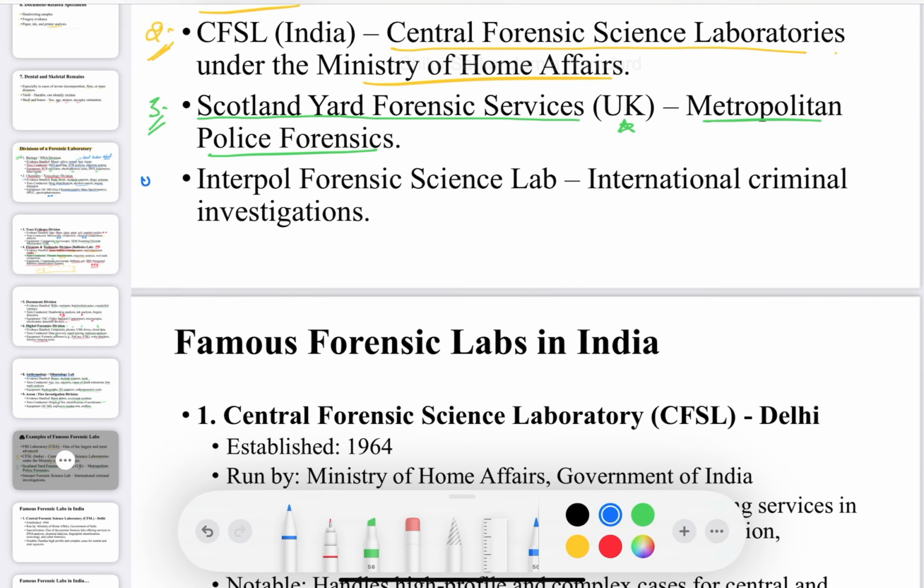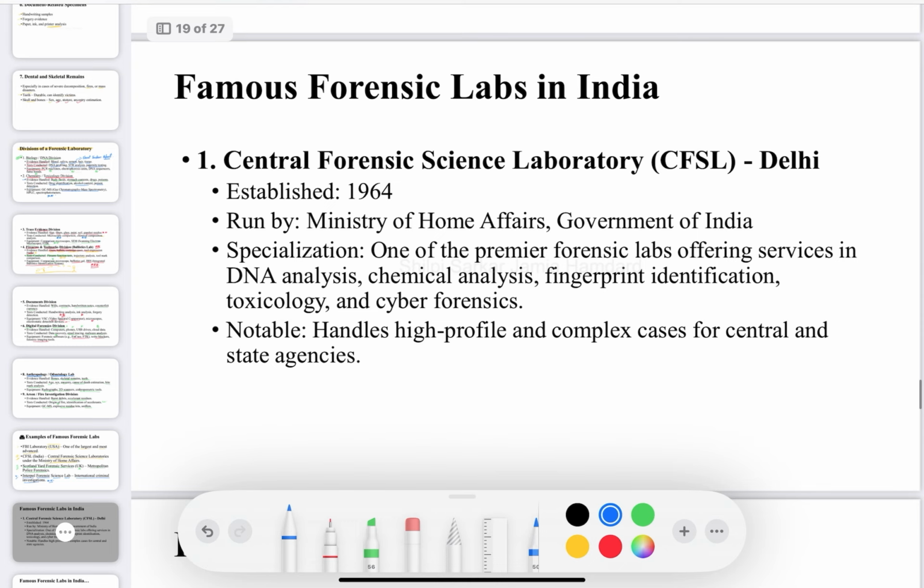Fourth one is Interpol Forensic Science Lab. That is called the International Criminal Investigation. Now come to famous forensic labs in India, which we have already discussed. Central Forensic Science Laboratory, that is called CFSL.